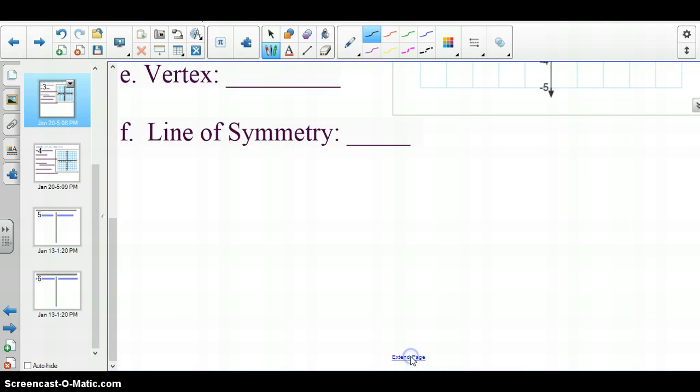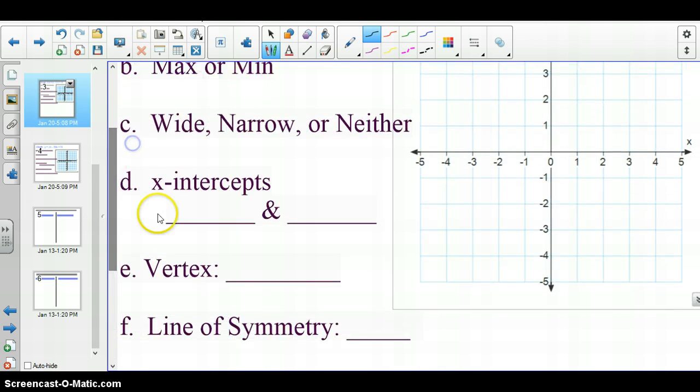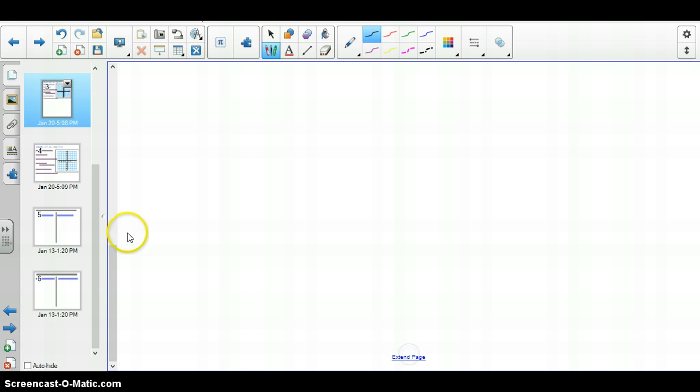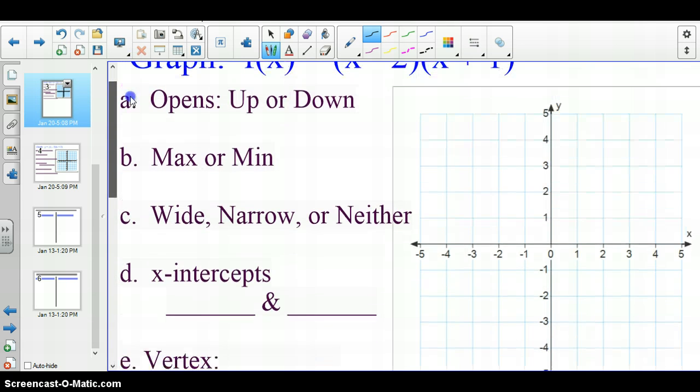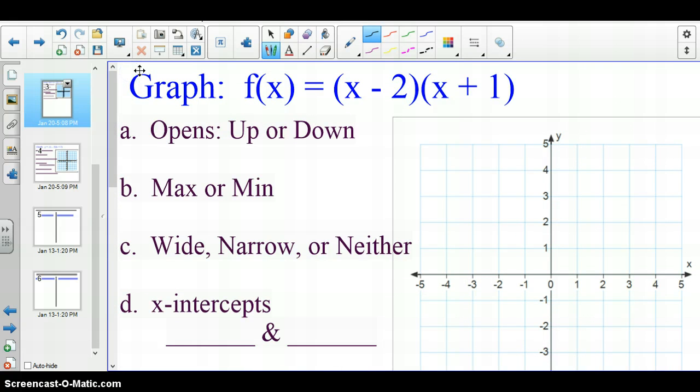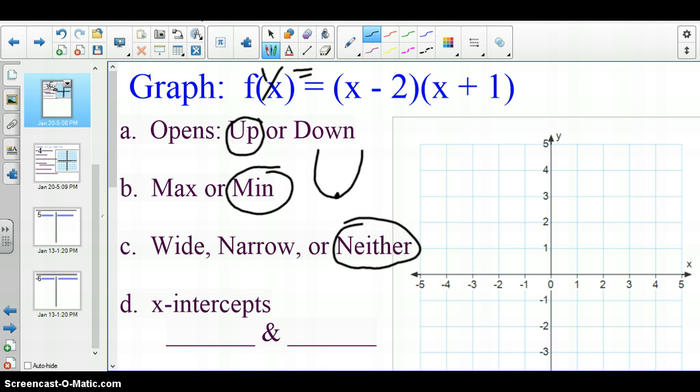So I'm going to extend this page so we can see more on it. I need to graph this equation. Remember, f of x is the same thing as y. So it's y equals. There's nothing in front here, so it's positive, so it opens up. When something opens up, it is a minimum. There's no number in front, so it's neither. It's the same as the parent function of y equals x squared.